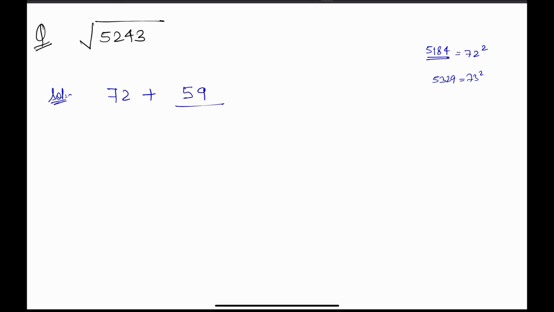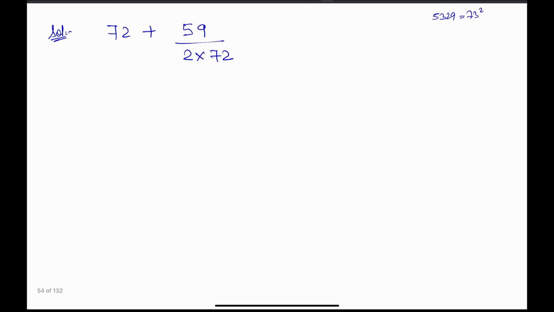59 divided by 2 into 72. So 59 by 72 we can write as 60 by 144 (below), so 150 if we take, then it is 2 by 5.4 we can take. So it will be something like 72.4. So this much approximation we can do in this type of questions.